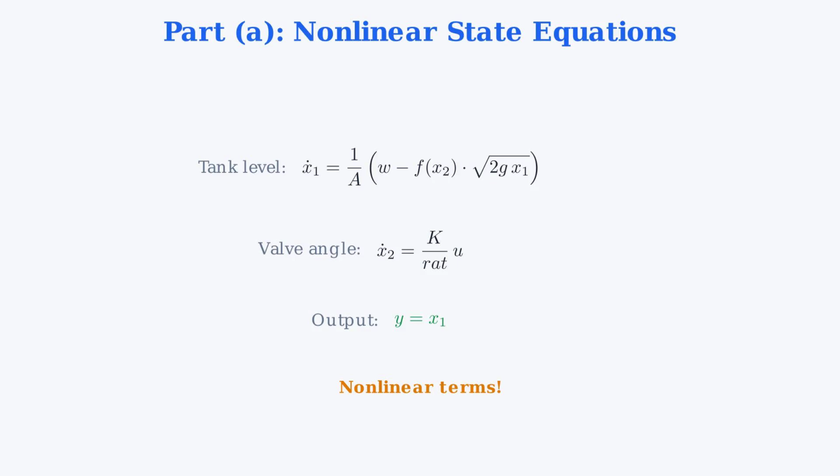In state notation, x1 dot equals 1 over A times the quantity w minus f of x2 times the square root of 2g x1, where w equals Q in is the disturbance. x2 dot equals k over rat times u, and y equals x1. This is our nonlinear state space model. Notice that x1 dot depends nonlinearly on both states through the square root and the characteristic function f.